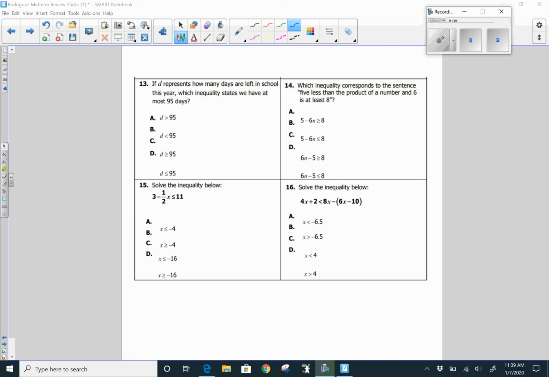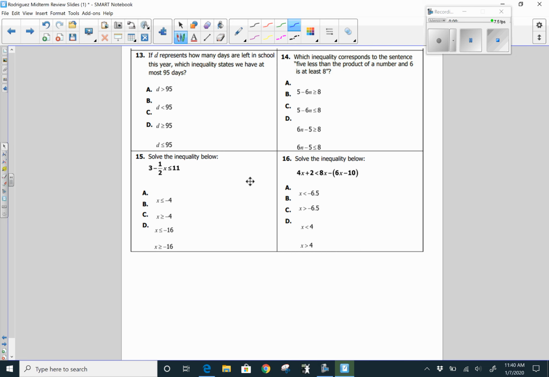All right, so we're starting the second part of the video key. This is for question numbers 13 to 21. With this question right here for number 13, if D represents how many days are left in school this year, which inequality states that we have at most 95 days?